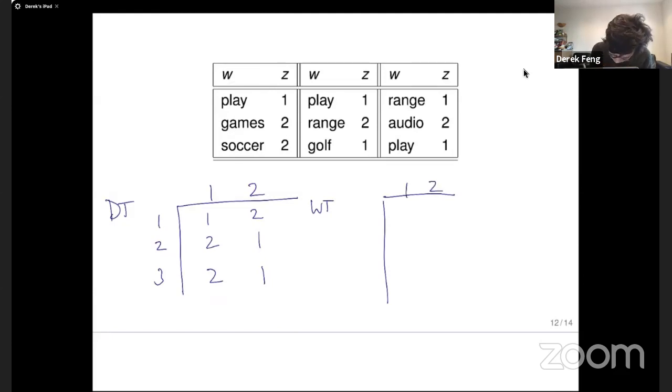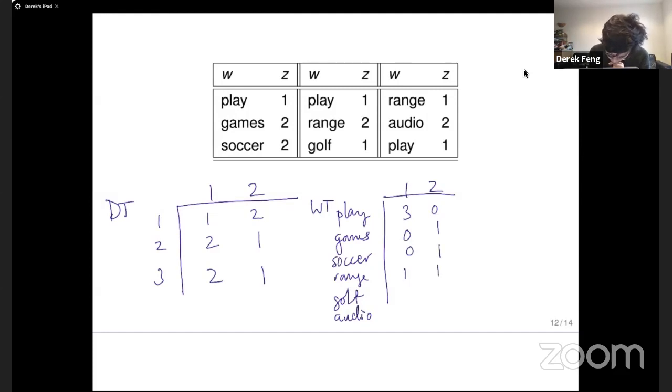So this is topics 1 and 2, and now we have play, games, soccer, range, golf, audio. Here I'm creating my word topic table. Play is seen 3 times in topic 1 and 0 times in topic 2. Games is seen once in topic 2 and 0 in topic 1. Soccer, the same. Range is 1 each. Golf is 1, 0. And audio is 0, 1. So this is just brute force, very simple.